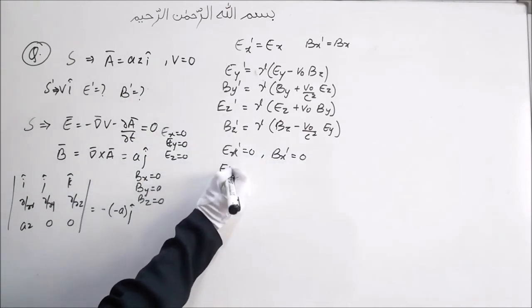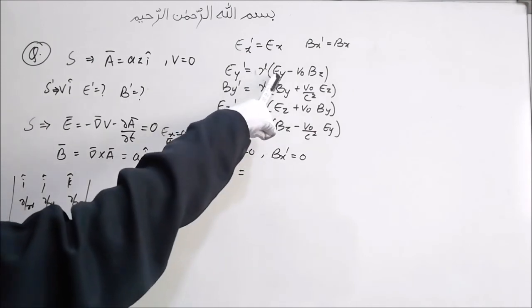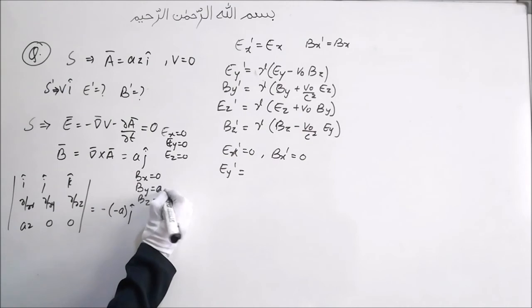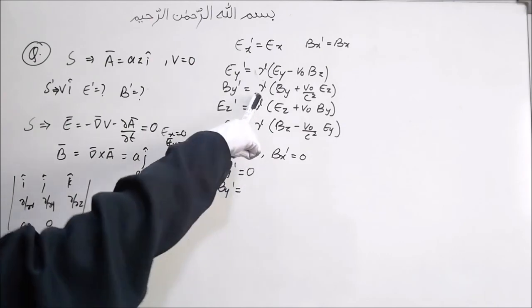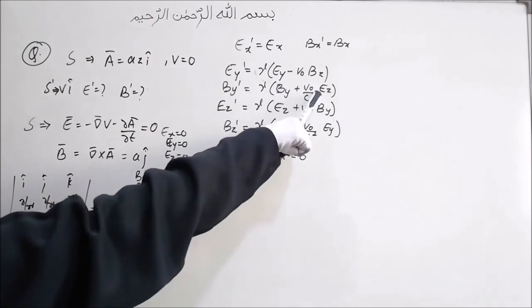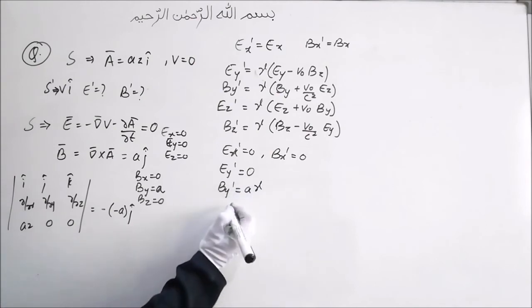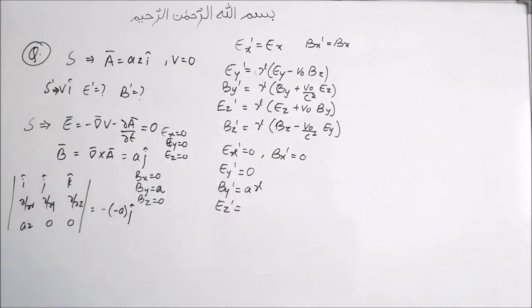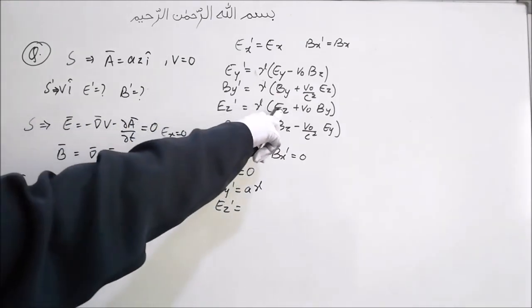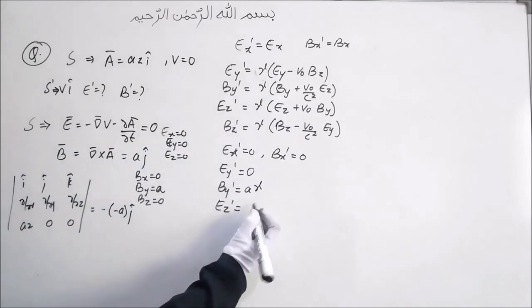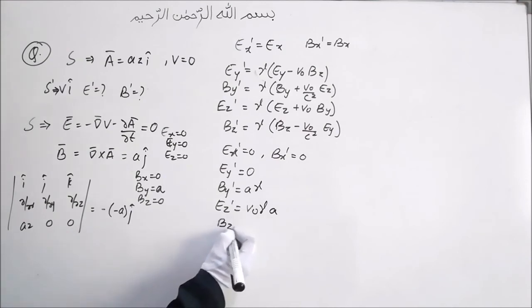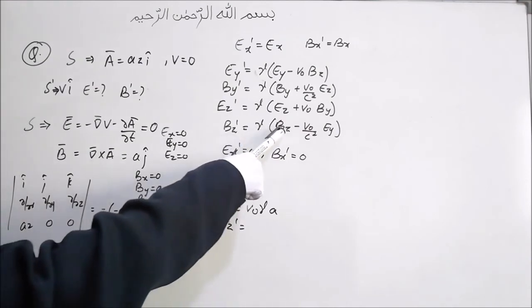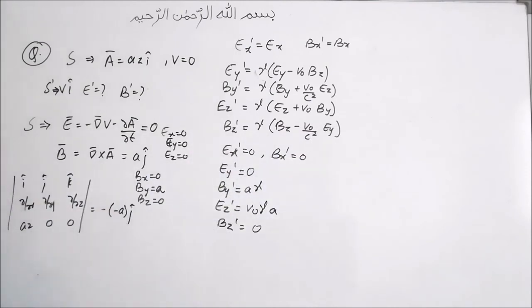Then we will get Ey dash is equal to gamma, Ey is 0, Bz is also 0, so this is 0. By dash is equal to gamma, By is A, Ez is 0, we get A gamma. Then Ez dash, that we will get gamma, Ez is 0, By is A, so we will have V naught gamma A. And Bz dash is gamma, Bz is 0, Ey is 0, and this will be 0.